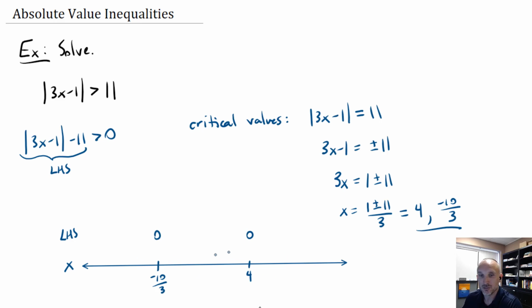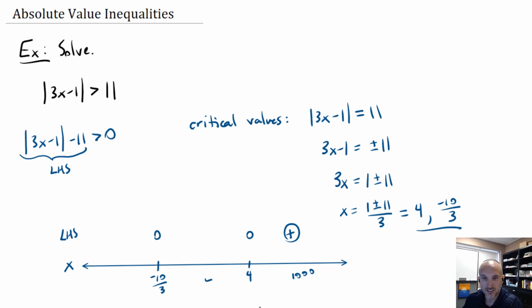Now we're going to pick values in between those critical values for x and plug them in to see what happens to the left-hand side. Let's plug in positive 1,000 from the right side. I always like to choose extreme values on my left and right sides. Positive 1,000, well, 3 times 1,000 is a big number, minus 1 is still a big number. The absolute value of that, you get a positive big number. Minus 11, well, that's positive.